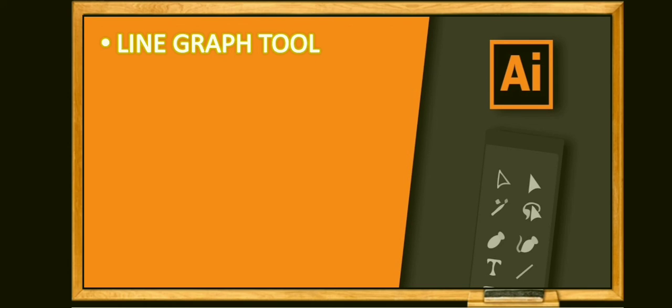Next is the line graph tool. A line graph tool creates graphs that use points to represent one or more sets of values, with a different line joining the points in each set. So this type of graph is often used to show the trend of one or more subjects over a period of time.